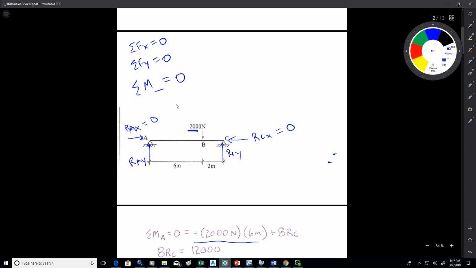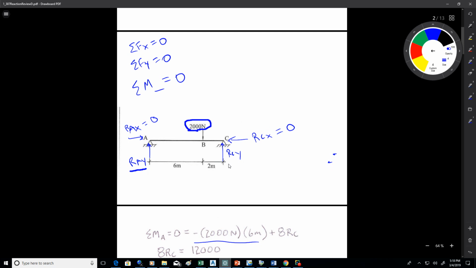Now we've got 3 equations we can use, and we're doing 2-dimensional statics. We've got the force equations, sum of Fx is 0, sum of Fy is 0. And then we can take moments about any point we want and set that equal to 0. So step 1 is to draw a free body diagram. We've got the 2,000 newtons right there, and then we have these unknown forces at the support.